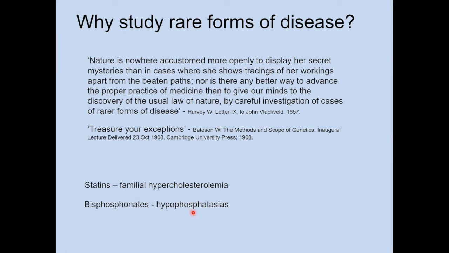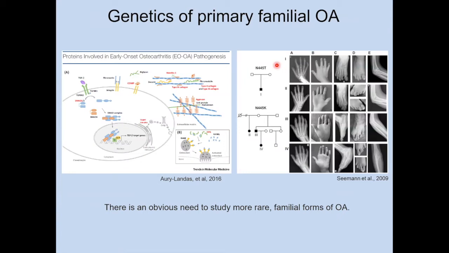We think that those are really going to give us hints into what genes are involved in the disease. I'd like to highlight that probably at least one, if not two, of the most commonly prescribed drugs have come from studying families with rare forms of disease that are present at high rates in the general population: statins and familial hypercholesterolemia, and bisphosphonates and hypophosphatasia. So there's a clear precedent to studying rare forms of disease, and there really is a lack of these types of studies for OA. To date, there have probably been 10 or so genes identified that have a familial component in OA. These are just some of the genes that have been identified.